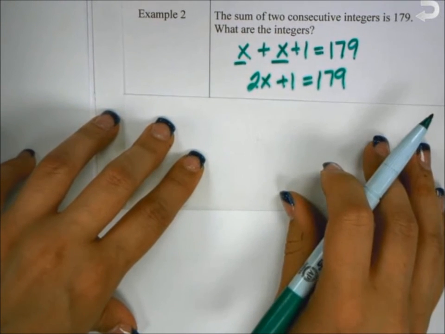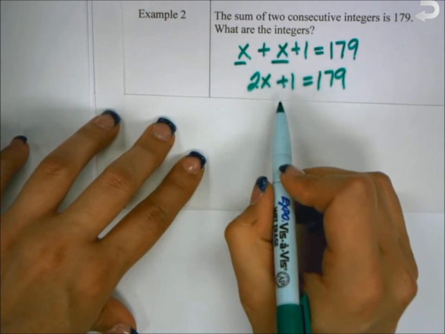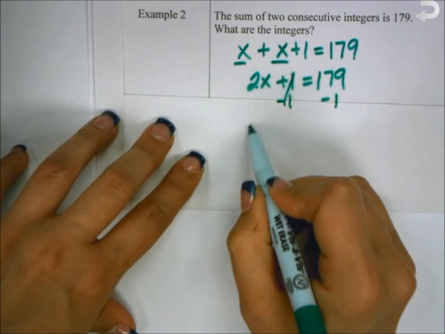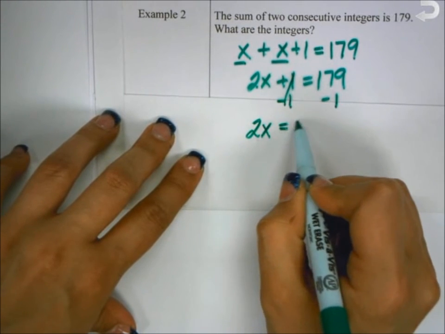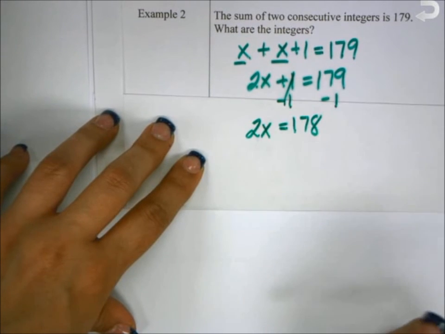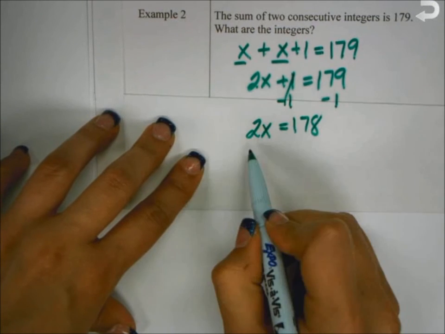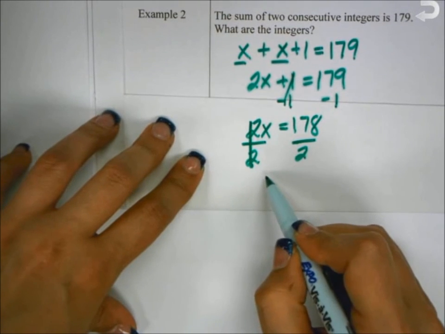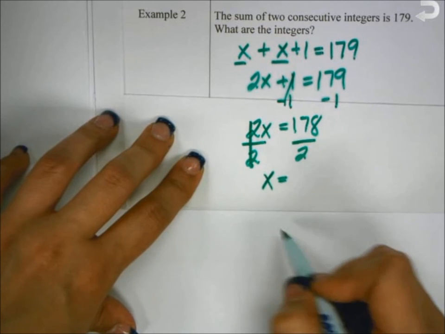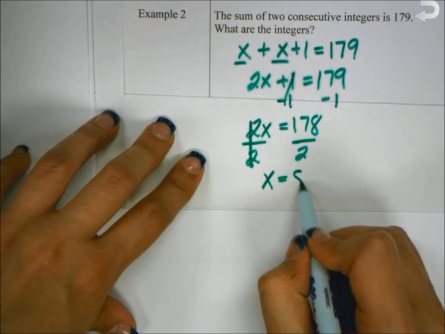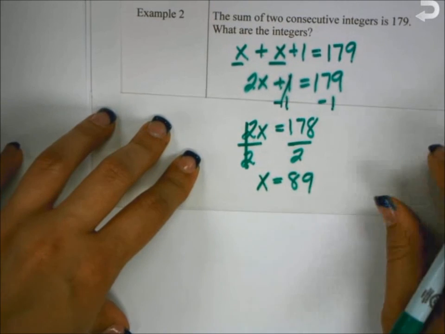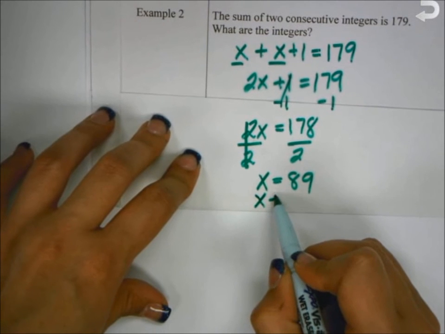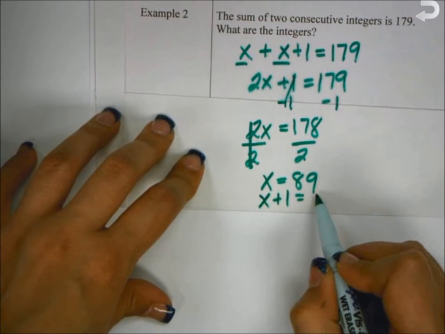I want to solve for x, so I'm going to subtract 1 from both sides. So I get 2x equals 178. Last, I divide both sides by 2. Those cancel, and I get x equals 89. So if x equals 89, that's one integer. The next consecutive integer after that is x plus 1, which is 90. 89 plus 1 is 90.